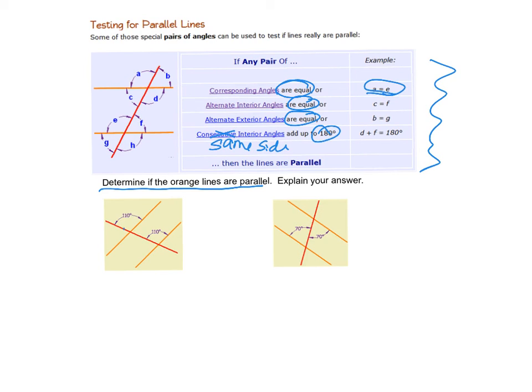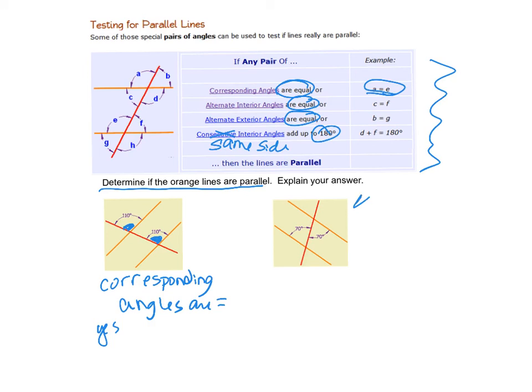So let's see. First, we have to look at what are these angles relationship. They are both on the same side of the transversal, but one's an interior angle, the other one's an exterior angle. So those are actually corresponding angles. And what do I know about corresponding angles? Corresponding angles are equal, and those are equal. So are the orange lines parallel? Yes, because the corresponding angles are equal.